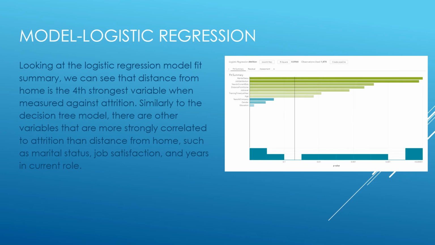So looking at the logistic regression model fit summary, we can see that distance from home is the fourth strongest variable when measured against attrition. Similar to the decision tree model, there are variables that are much more strongly correlated to attrition than distance from home, such as marital status, job satisfaction, and years in current role.